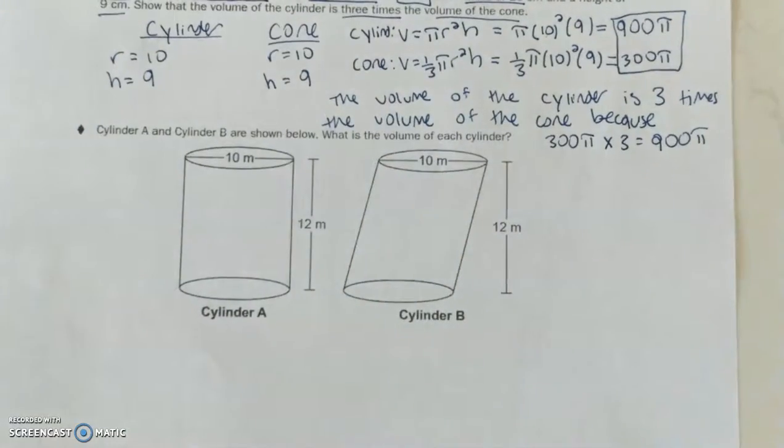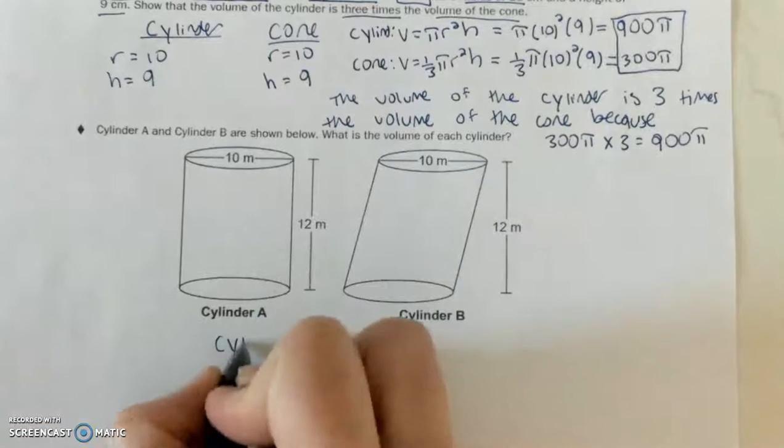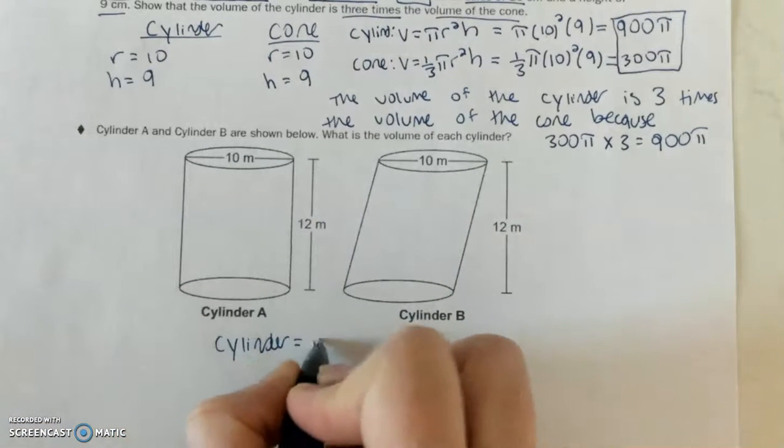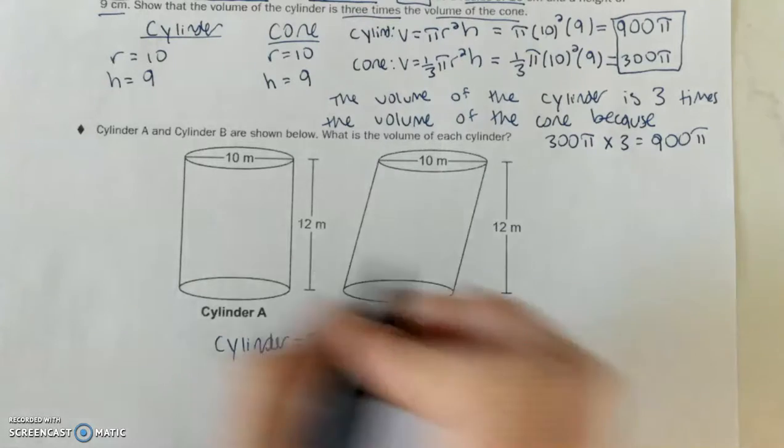All right. Cylinder A and cylinder B are shown below. What is the volume of each cylinder? All right, so looking at this, our cylinder formula is pi r squared h. So the two things we need are r and h.